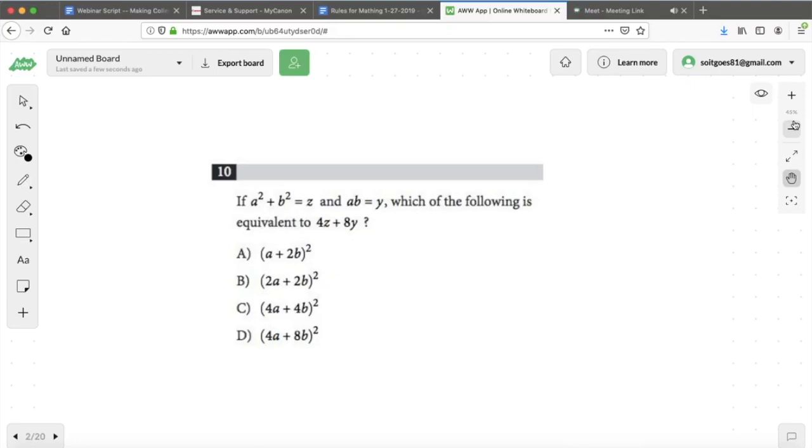Which of the answer choices is equal to 4z plus 8y? When all of this stuff is the case up here, when all that's true, which of these is equivalent? And what does equivalent mean? Equal. Equal to.